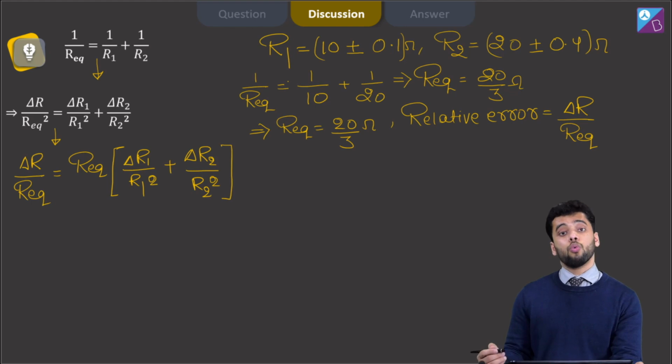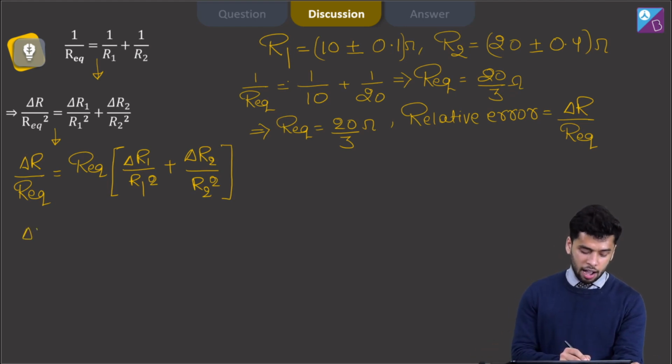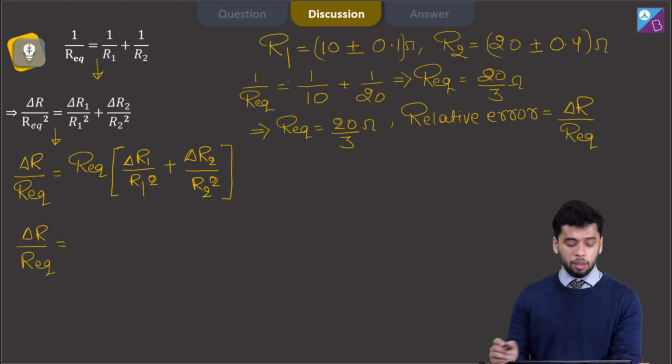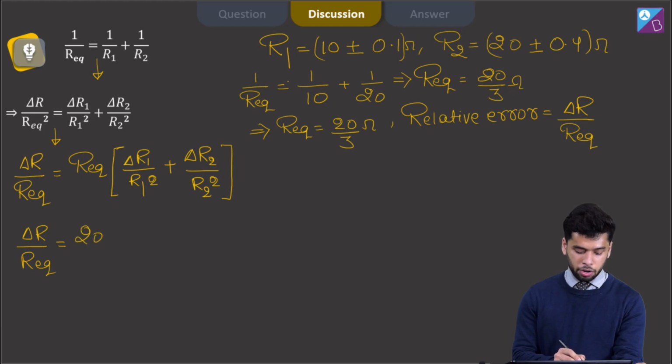Now students, what is delta R1 and what is delta R2? Delta R1 is the absolute error in the resistor R1 and delta R2 is the absolute error in the resistor R2, right? So delta R upon R equivalent is equal to R equivalent. What is the value of R equivalent? It is 20 by 3 ohms. So we'll write 20 by 3 ohms. And what is the value of delta R1? From here it is 0.1. So we will put the value as 0.1.